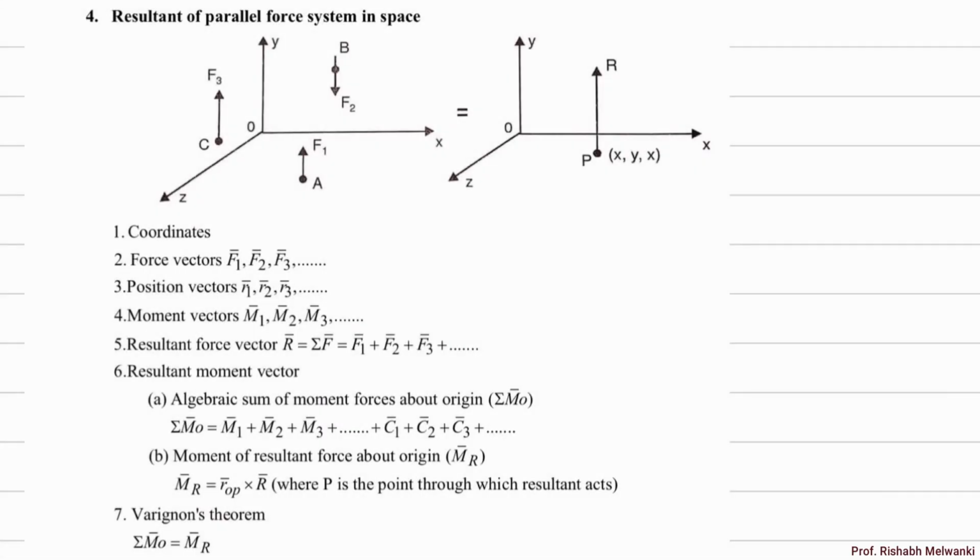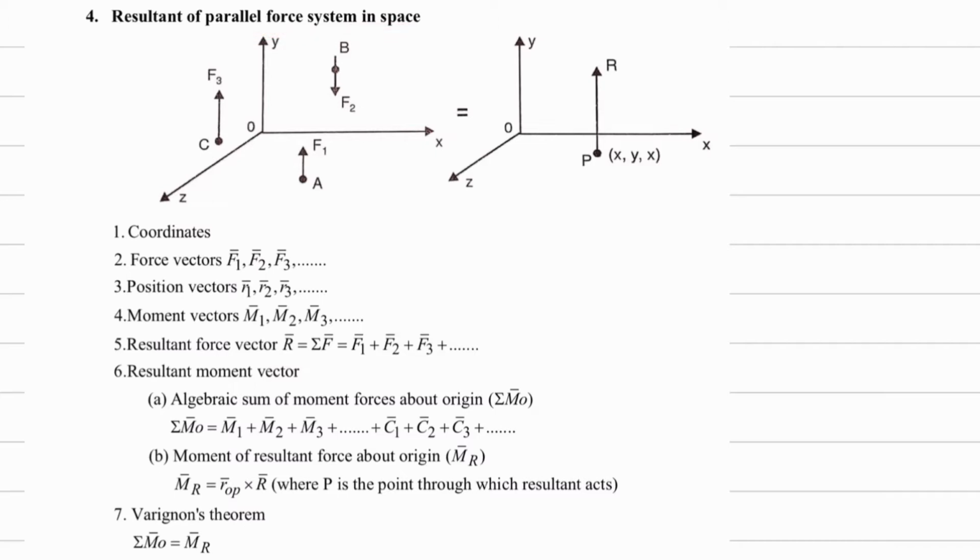Next we will see resultant of parallel force system in space. Now understand the theory background of this. We have x coordinate, y coordinate and z coordinate. And here you can see we have three forces, F1, F2, F3. All the three forces are parallel to each other and they are on different planes. So these are parallel forces in space.